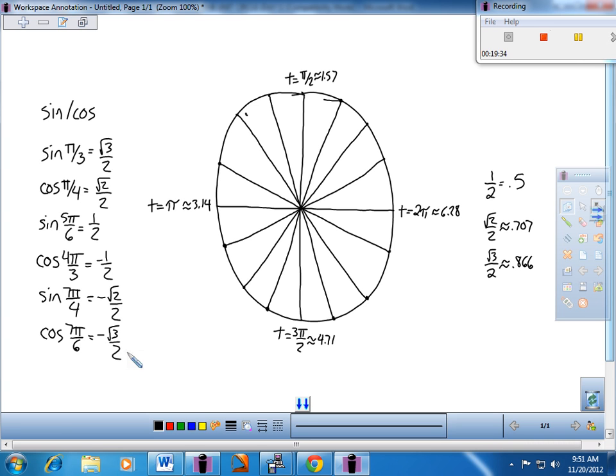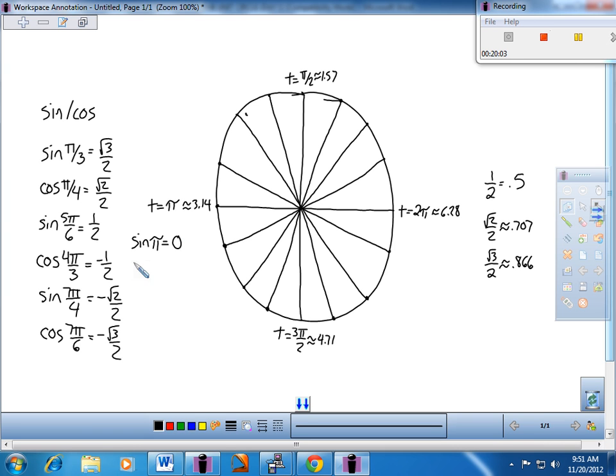Okay, let's try a couple others. How about this one right here? How about sine of pi? So as we all know, pi is, let's visualize it, halfway around. There we are. And think about this. What is the y coordinate right there, everyone? What's the y coordinate? And it's 0. Sine of pi is definitely 0.